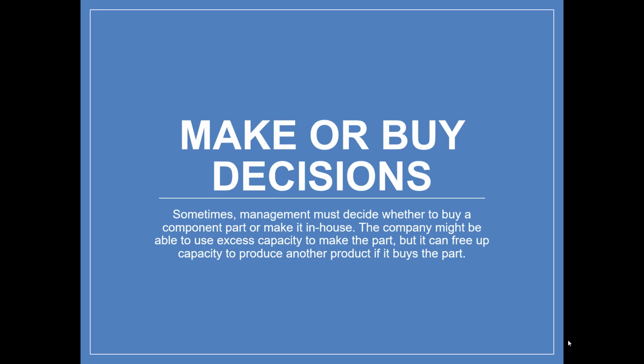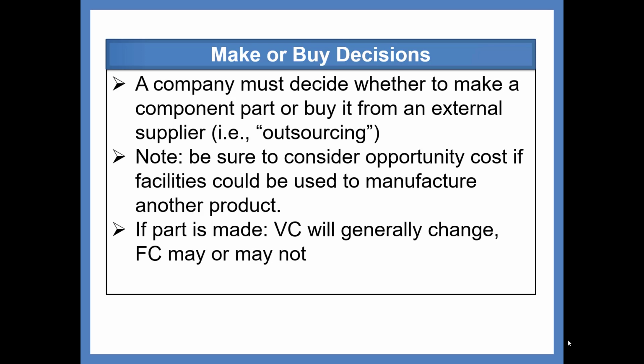This largely depends on if you have excess capacity and what you would like to do with that excess capacity. These make or buy decisions, where you are deciding whether to make or buy a component part, are often called outsourcing. You want to make sure you consider the opportunity cost, because when we have idle capacity, we have to decide what the best use for that capacity will be. Should we produce a part? Should we start a new product line? Expand production of another product line?